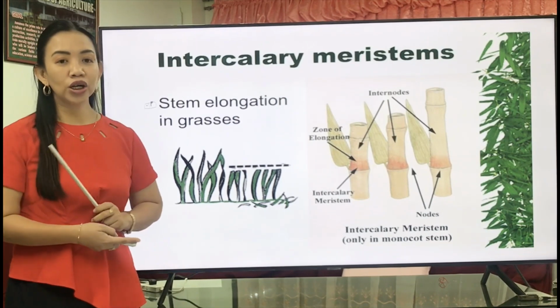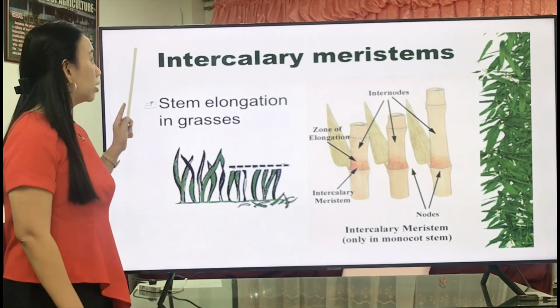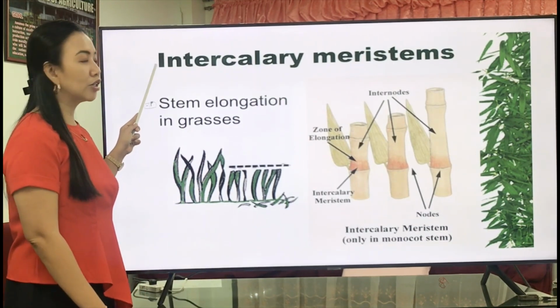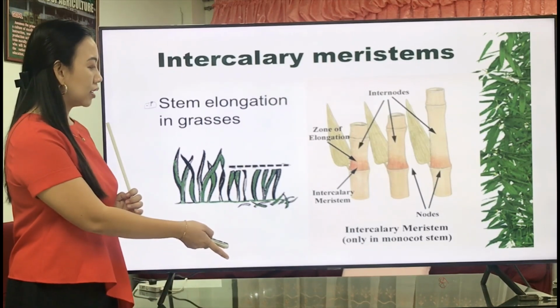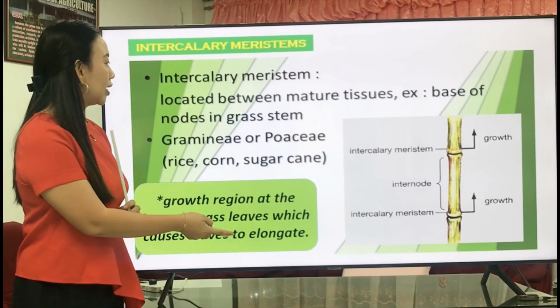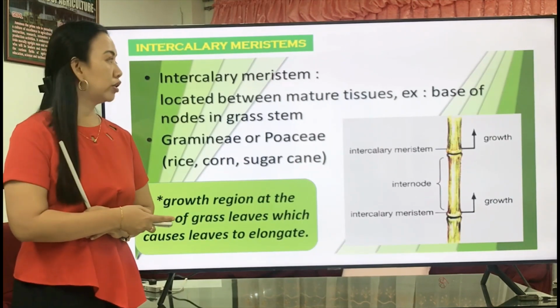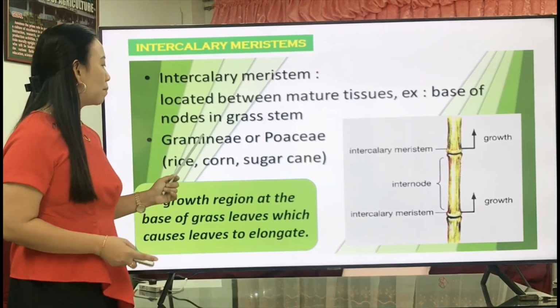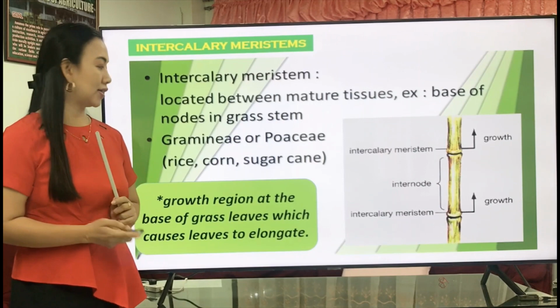The stem elongation of the grasses is also due to the presence of the intercalary meristems. And here, it is also located between the mature tissues. An example is the base of the nodes in the grass stem.